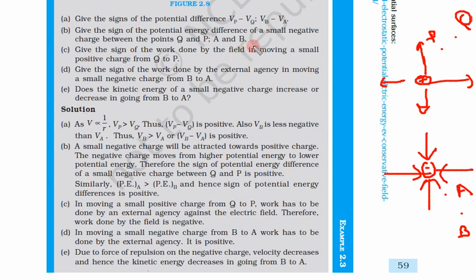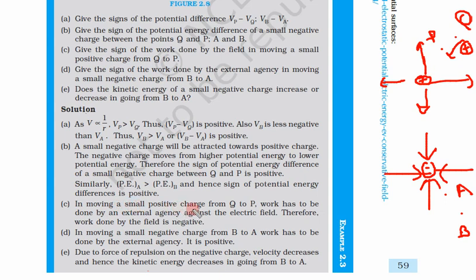Now we are considering the work done by the field in moving a small positive charge from Q to P. This time the charge is positive. So that means we are working in bringing this charge from Q to P, because it is positive, there would be repulsion. So work done by us would be positive, and work done by the field would be negative.